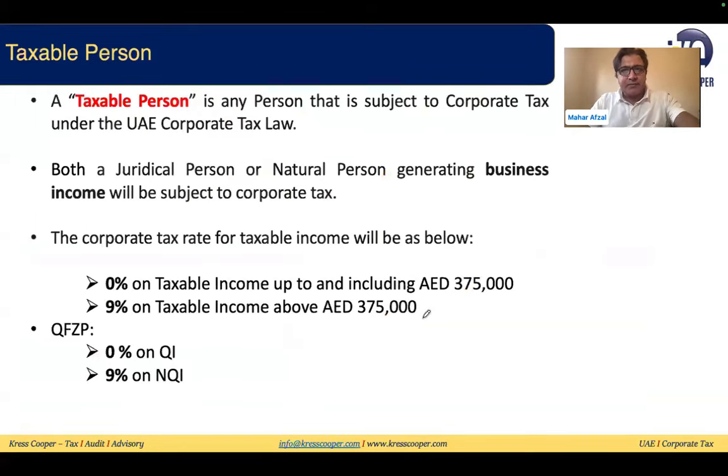Taxable persons. A taxable person is any person that is subject to corporate tax under the UAE Corporate Tax law. These persons can be juridical persons, they can be natural persons, and a taxable person can be a qualifying free zone person or a non-qualifying free zone person as well. If the person is a qualifying free zone person, we know that 0% corporate tax is applicable on the qualifying income and 9% tax is applicable straightforward on the non-qualifying income.